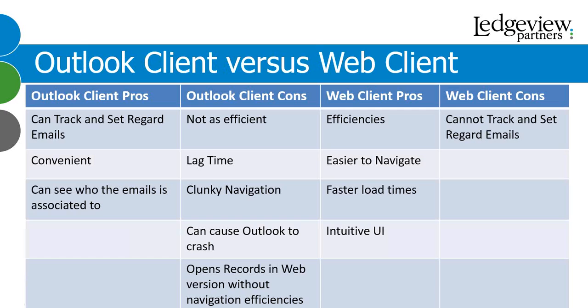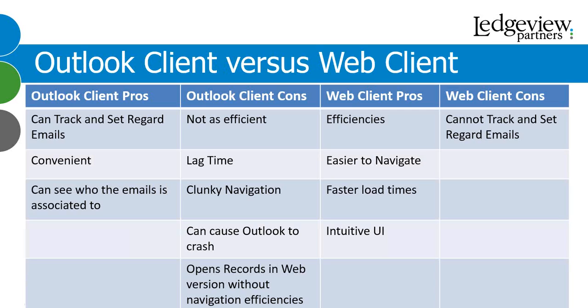So for the Outlook client, one of the biggest pros is that you can track or set regard. And you'll hear a lot of us here in the support team say set regard. What that simply means is in the activity and email activity, there's a regarding section. And you can set that to be an account, an opportunity, a contact, a lead. So you can do that right from the Outlook client, right from the email. So it's a huge pro for the Outlook client.